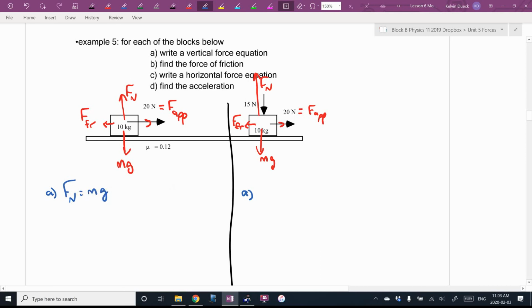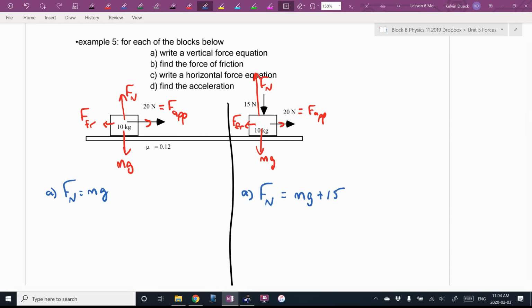Sean, let's write a vertical force equation for the right-hand side. Are we sinking into the ground like quicksand? Are we flying through like Superman? That really means that everything up has to equal everything down. What's everything up? Keep going. I'm going to go mg plus 15.